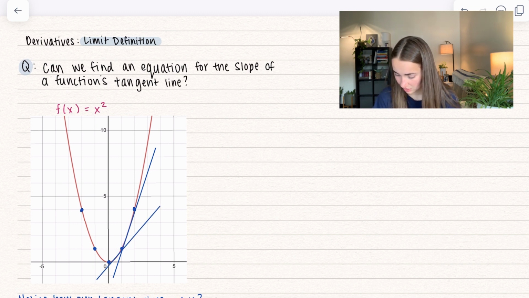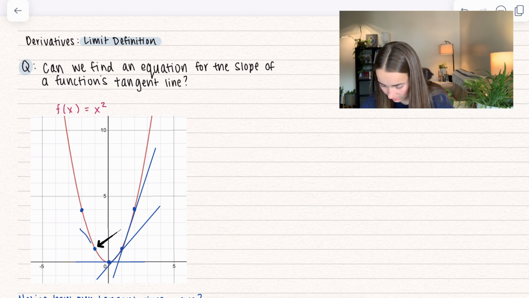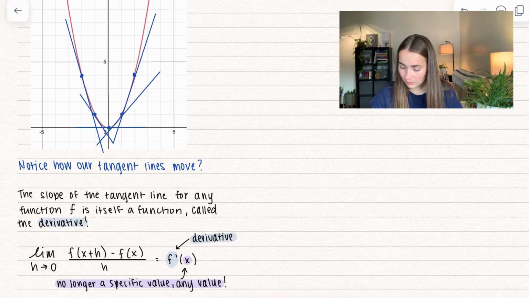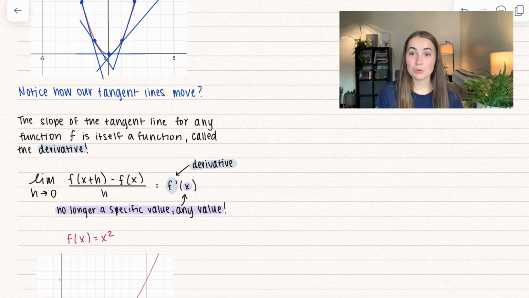And so my slope changes. At 0, 0, I would actually have a horizontal tangent line. At negative 1, 1, here I would have a negative tangent line. And then same thing for negative 2, 4. That is how I would draw that out. So notice how our tangent lines move according to which point we choose. So the slope of the tangent line for any function f is a function itself, and it's called the derivative.